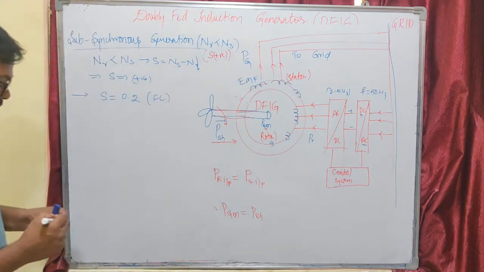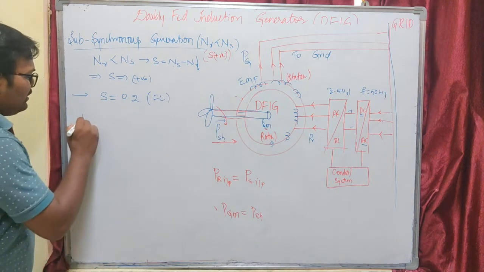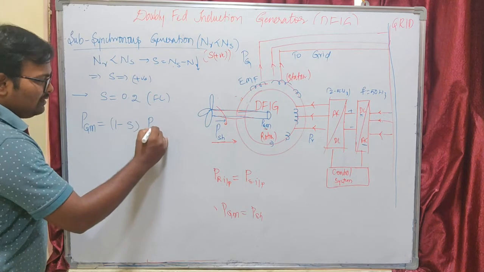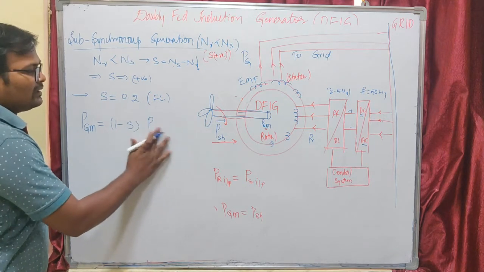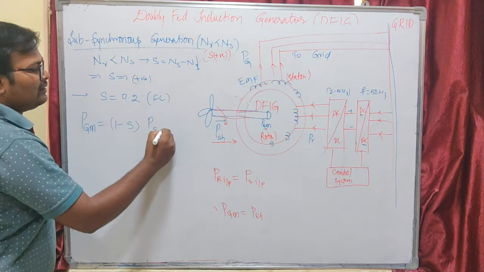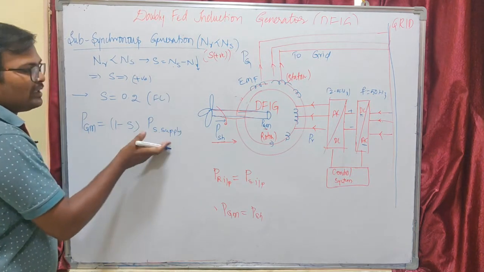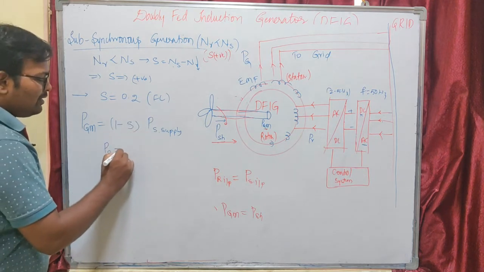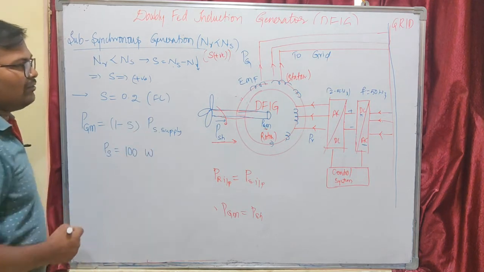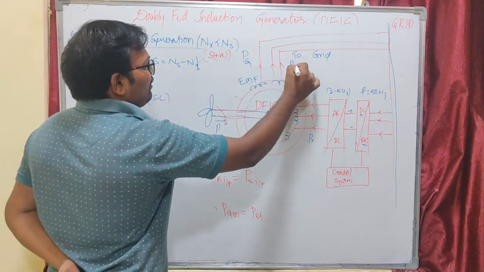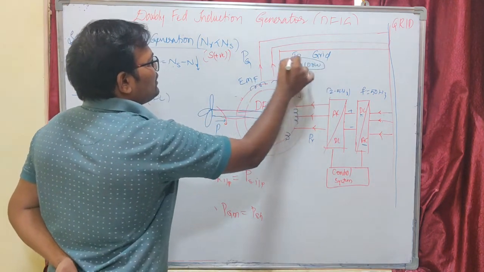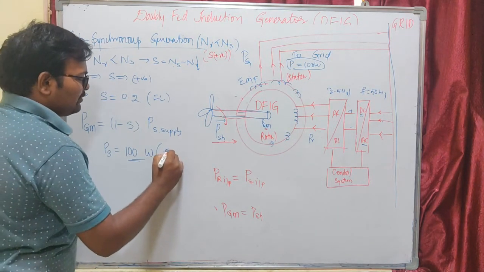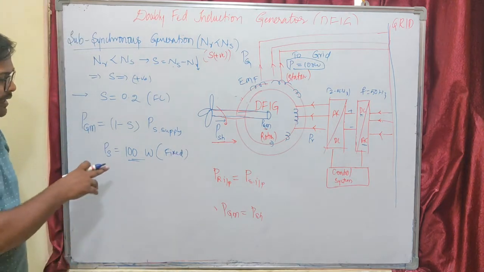Let me write here. What is the gross mechanical power output here? That is 1 minus slip times our rotor input, which is nothing but our stator supply. I have replaced the rotor input with the stator power. Let us assume the stator power we are supplying to the grid is 100 watts in subsynchronous generating mode. This is a fixed value. I am going to supply 100 watts to the grid.